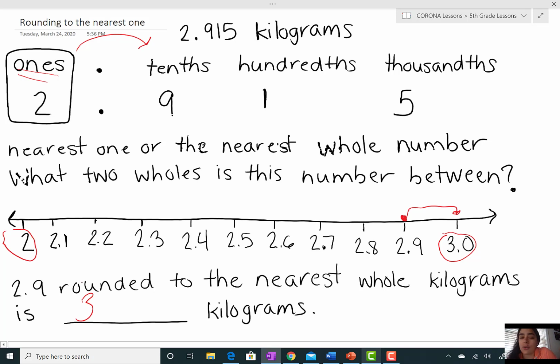When you buy candy or you go to the grocery store and you're weighing something on a scale, it's very common that you round something to the nearest whole. You're not really going to always weigh something or measure something all the way out to the thousandths place. You could if you want to be very exact, but it's much more common to round to the nearest tenth or to the nearest whole or to the nearest one, as we say it. So 2 and 915 thousandths kilograms rounds to 3 wholes.